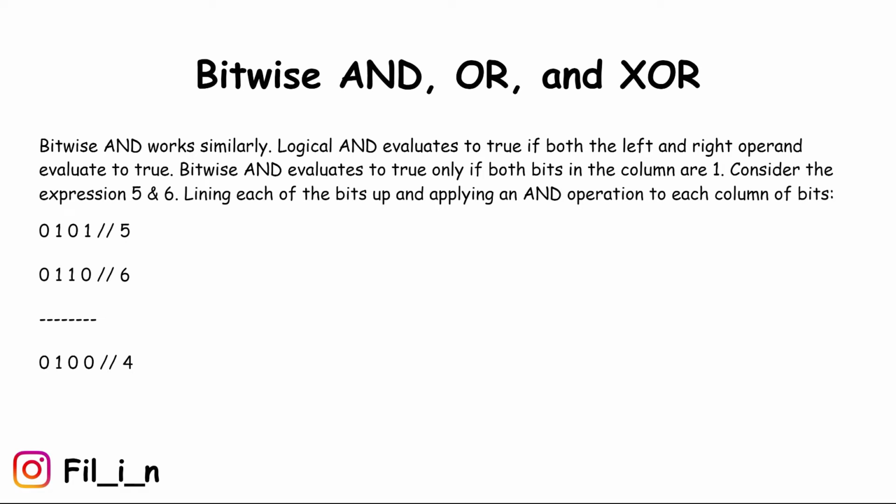Bitwise AND works similarly. Logical AND evaluates to true if both the left and right operand evaluate to true. Bitwise AND evaluates to true only if both bits in the column are 1. Consider the expression 5 & 6. Lining each of the bits up and applying the operation to each column of bits.